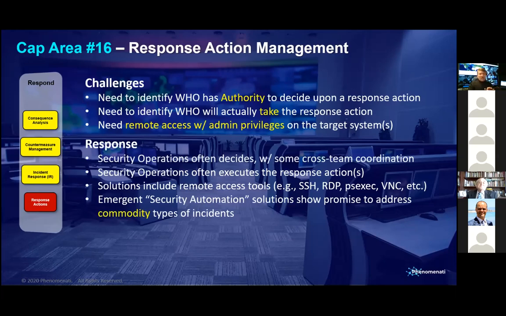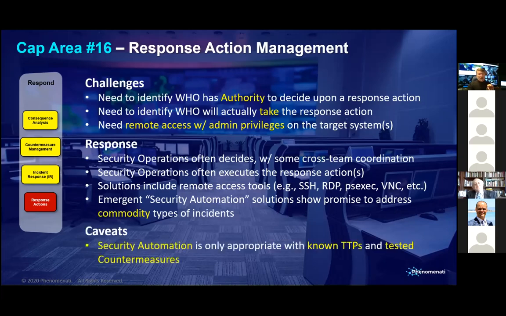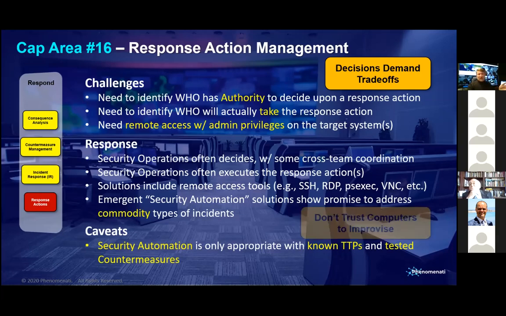We've talked a lot about commodity responses here, because in this space of security automation, if it's a commodity problem, we can automate the commodity response. We do not want to be trying to automate a set of commodity responses when we're being played by a sophisticated adversary, because our decisions demand trade-offs. How much are we willing to take an impact on the business in order to minimize the adversary's effects on the business?